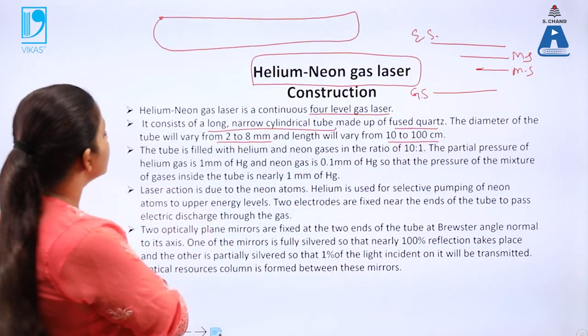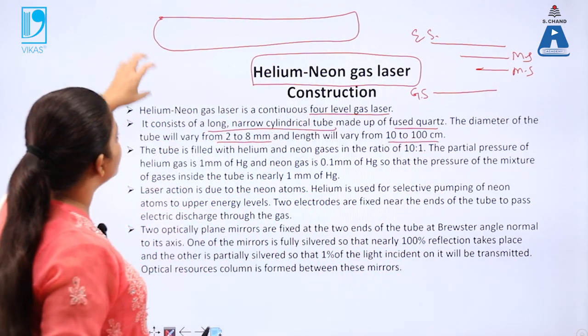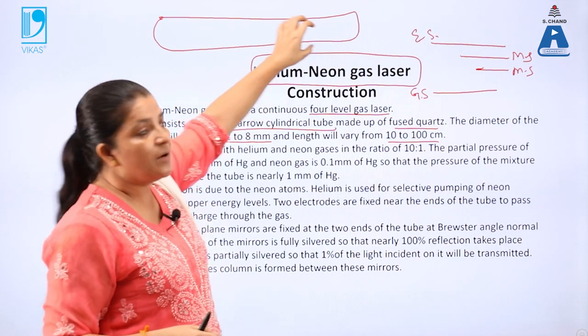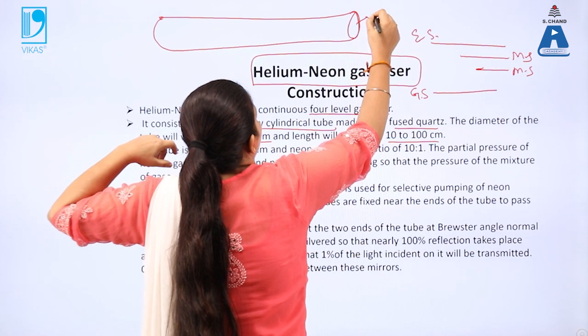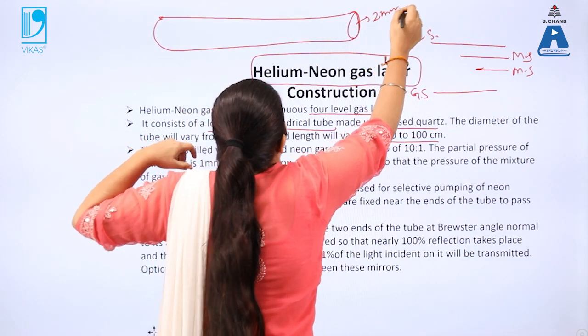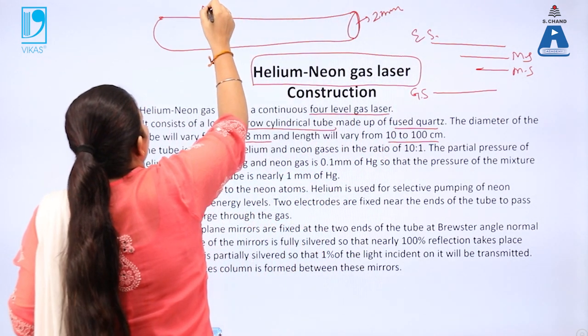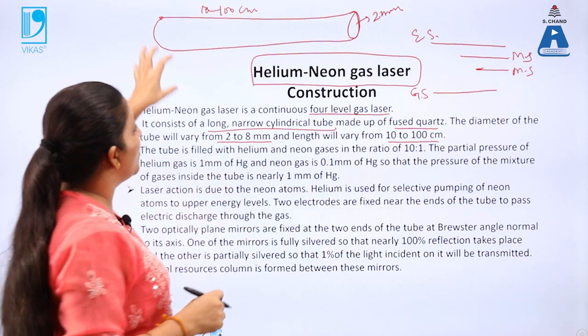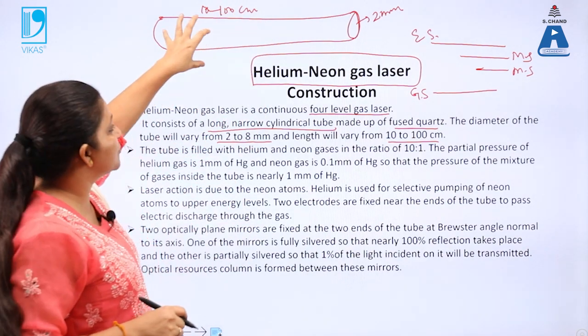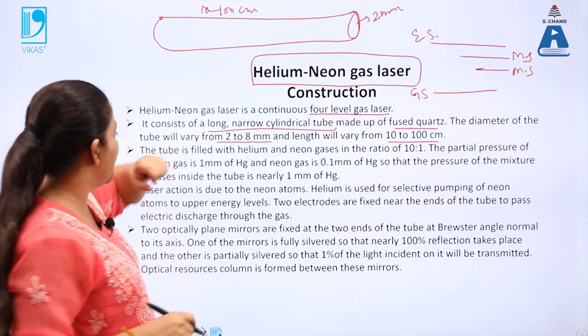So this tube is in the form of a cylindrical tube. Its diameter is very small, about 2 mm, while its length is taken from 10 to 100 centimeters. This tube is made of quartz, and in this tube the laser beam is produced.